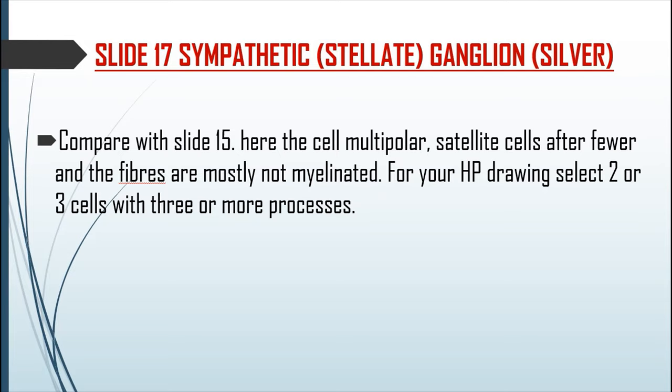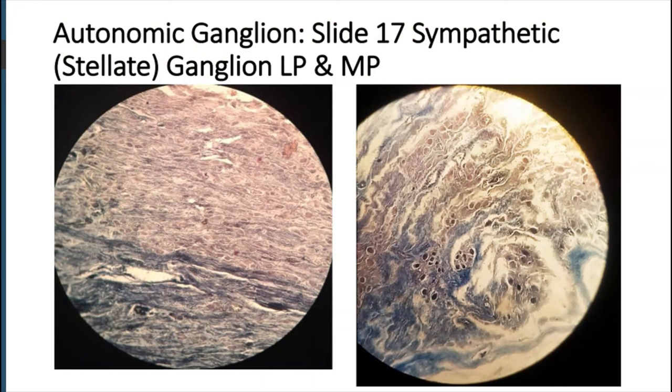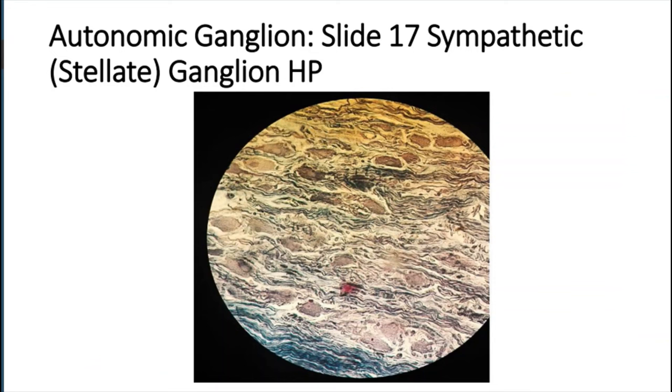Let's look at the histological features for an autonomic ganglion. In an autonomic ganglion, you find the cell is multipolar, and satellite cells are fewer. So you draw at high power, and you only select 2 or 3 cells. This is at low power and medium power. Here you just observe, and then at high power, that's where you draw.